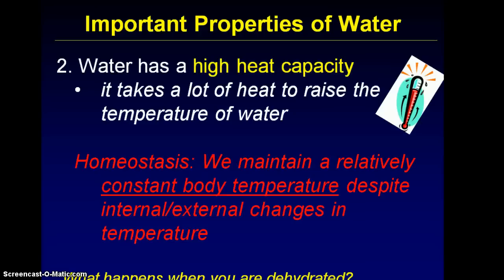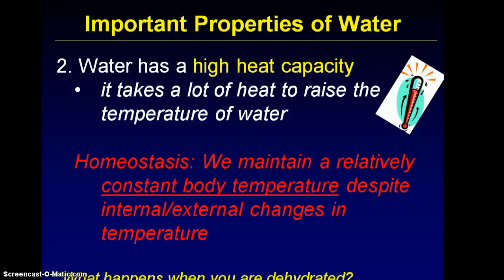The second property of water is that water has a high heat capacity. The description of this property is that it takes a lot of heat to raise the temperature of water. So there's a lot of heat energy that needs to go into the water in order to cause a change in its temperature. How does this relate to our body and homeostasis?